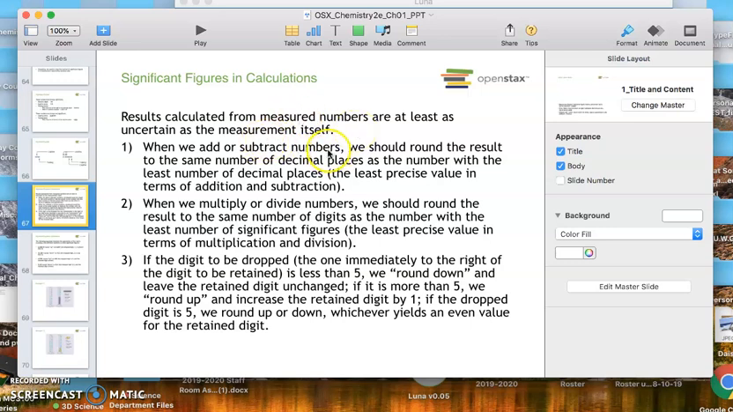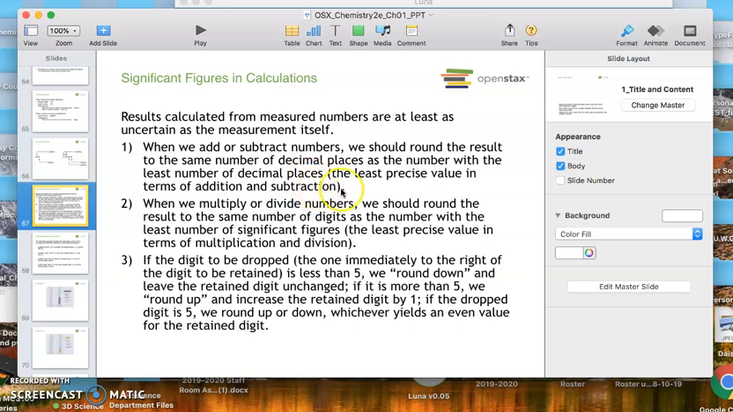When you add or subtract, you should round the result to the same number of decimal places as the number with the least number of decimal places. Okay, so the least precise value in terms of addition or subtraction. The way I remember this rule is this: when I was in elementary school, I learned to add and subtract before I learned to multiply or divide. Adding and subtracting is pretty easy, compared to multiplying and dividing.